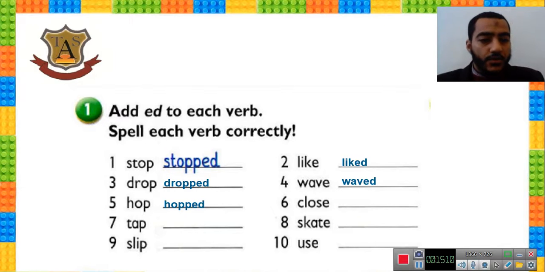Number 6, close becomes closed. Very good. Closed, pronounced like that sound. 7, tap becomes tapped. We have two things here: you have to double the letter P and add ed, and you have to pronounce it with the t sound. Tapped. Skate, we just add d because it ends with e. Skated.